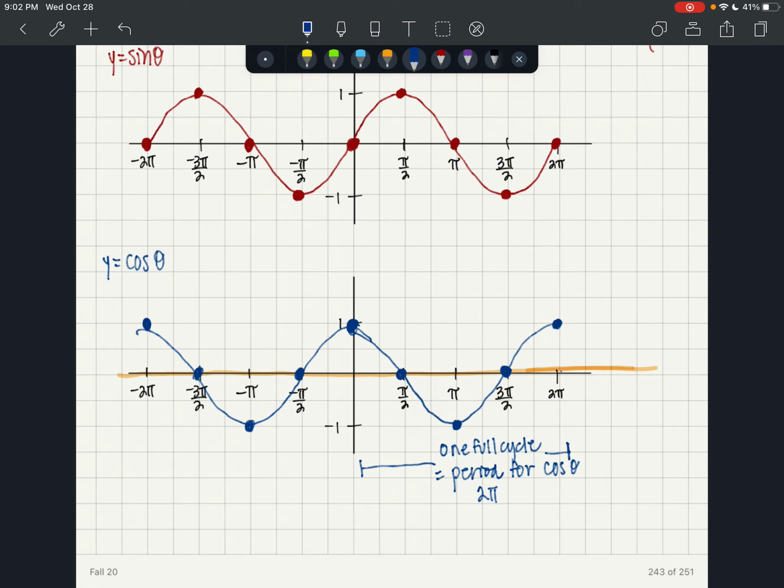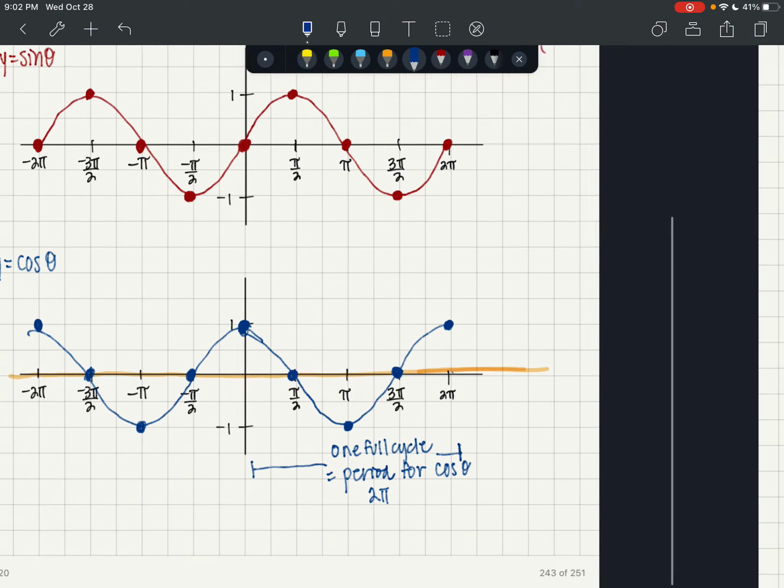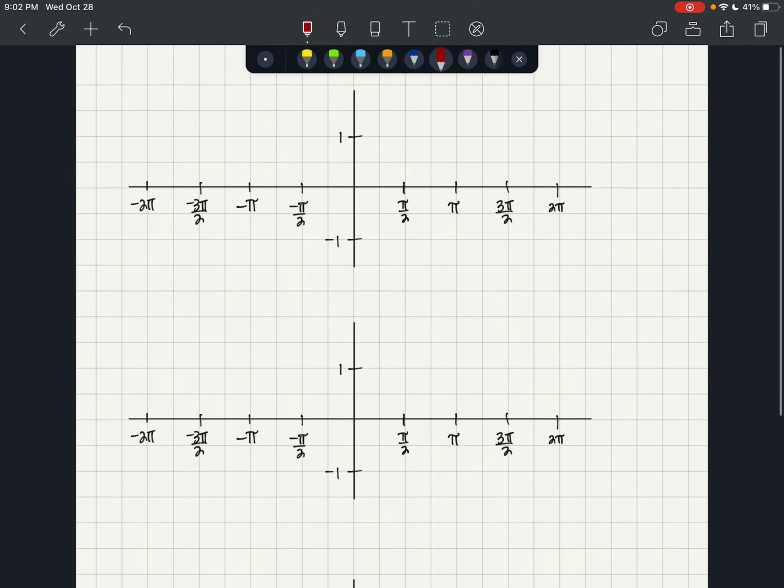Okay, before I show you the tangent of theta, I want to work a little bit more with sine of theta. So what happens if I have a negative on the outside of the function? Okay, if I have a negative on the outside of the function, it's going to reflect it. So this is going to reflect over the x-axis, or in this case, the theta axis.